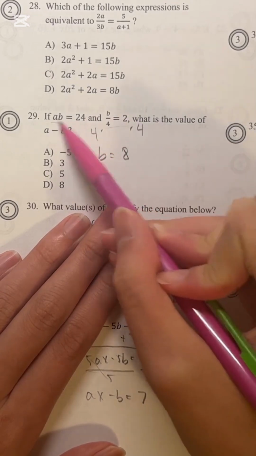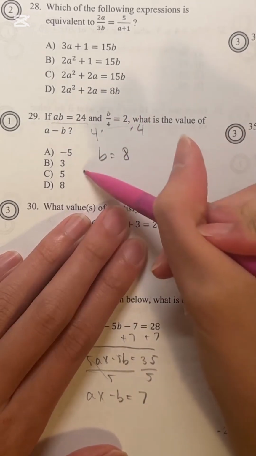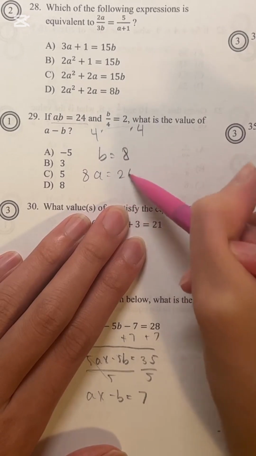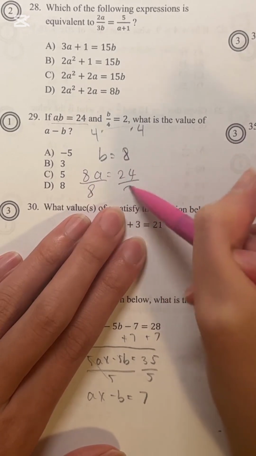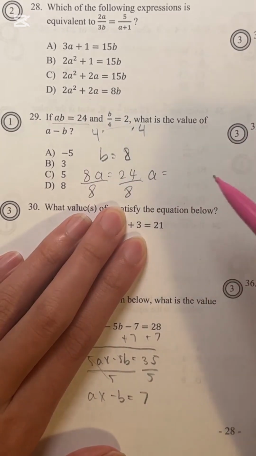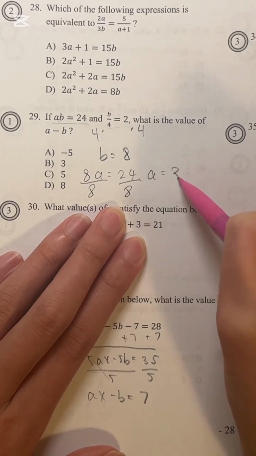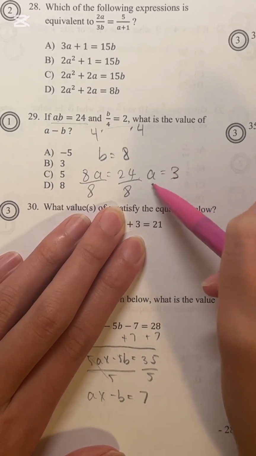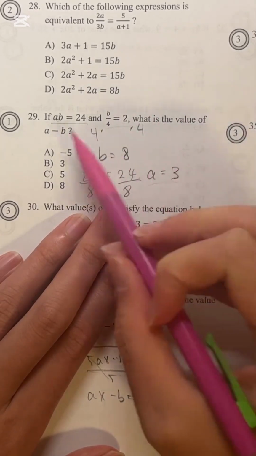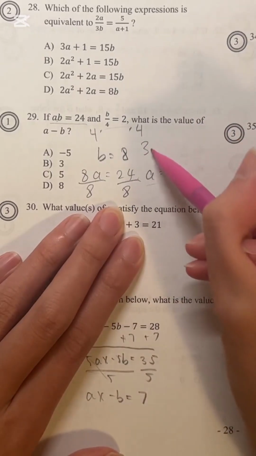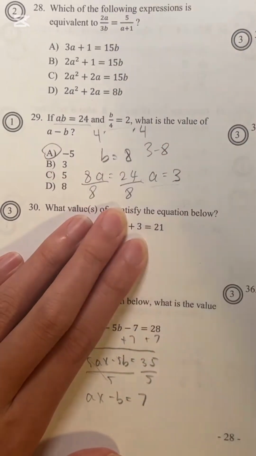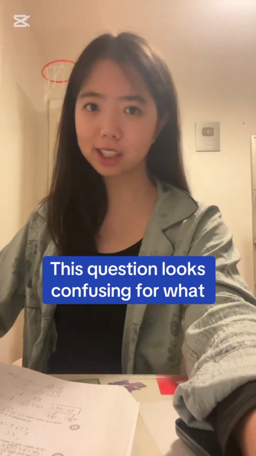And we just plug it into this equation. Instead of b, we have 8. So 8 times a is equal to 24. And we just divide both sides by 8 to get a alone. That's going to give us 24 divided by 8, which is 3. And so we have both our a and b values, and the question is asking for a minus b, so we just do 3 minus 8, which is going to give us negative 5. A is our answer.